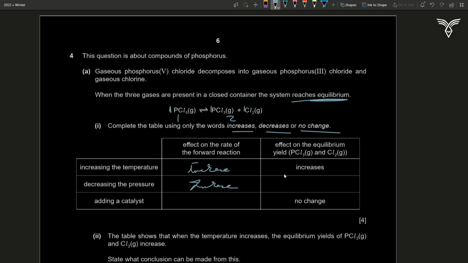حلو جميل زي الفل. If the effect on the equilibrium yield، هل هيطلع عندي more PCl3 و more Cl2؟ ما احنا قلنا ان it goes in the forward direction، يبقى more of PCl3 and Cl2 are going to form، ف it also increases. حلو. Adding a catalyst, the effect on the rate of forward reaction أكيد هيعمل increase.